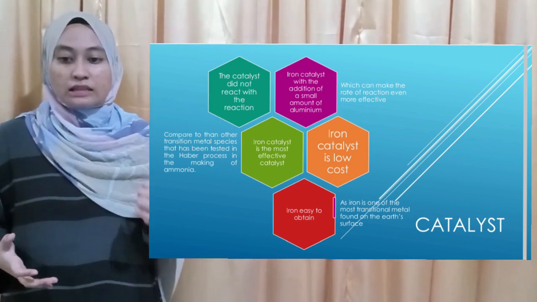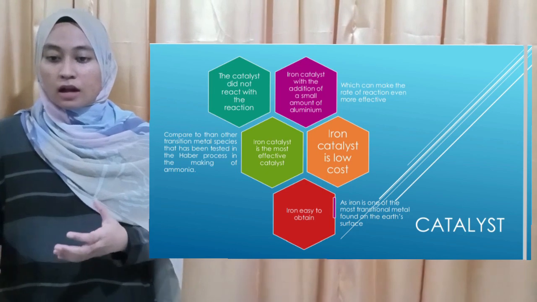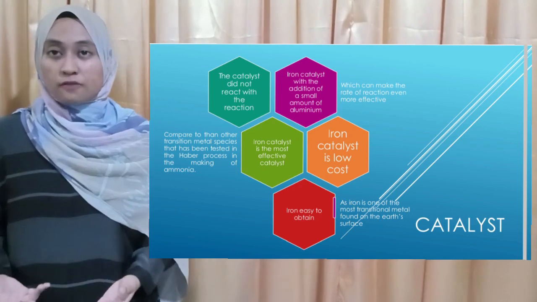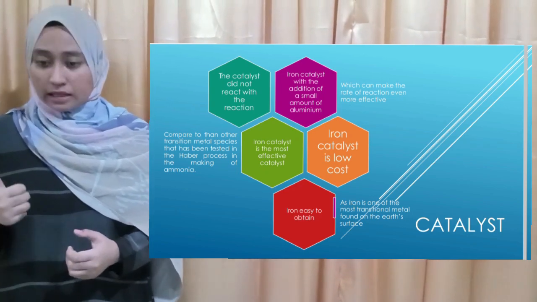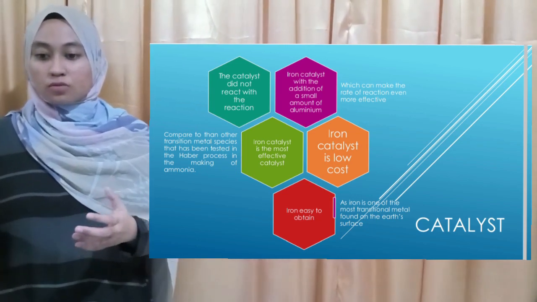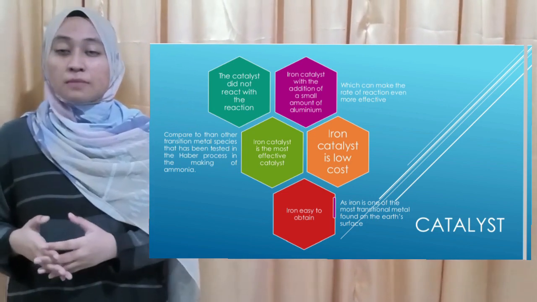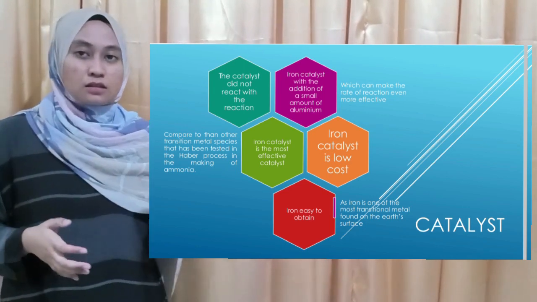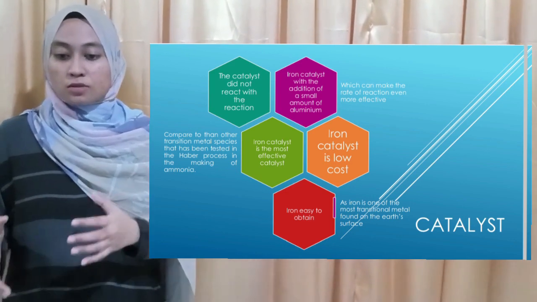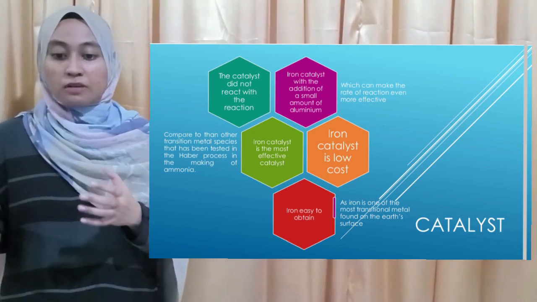And also, an iron catalyst is used in this process with the addition of a small amount of aluminium. This is because it can make the rate of reaction even more effective. Then the iron catalyst is the most effective catalyst compared to other transition metal species that have been tested in the Haber process in the making of ammonia. Then the iron catalyst is low cost, and also iron is easy to obtain, where iron is one of the most common transition metals that can be found on the Earth's surface.